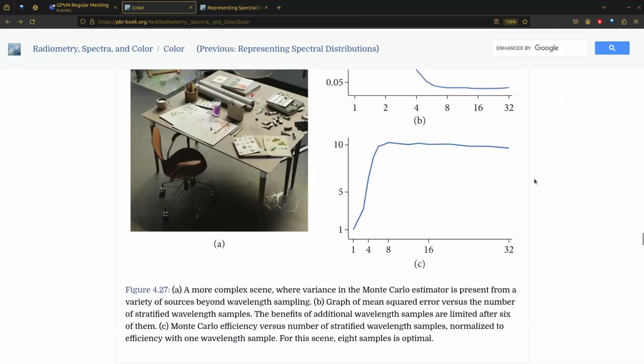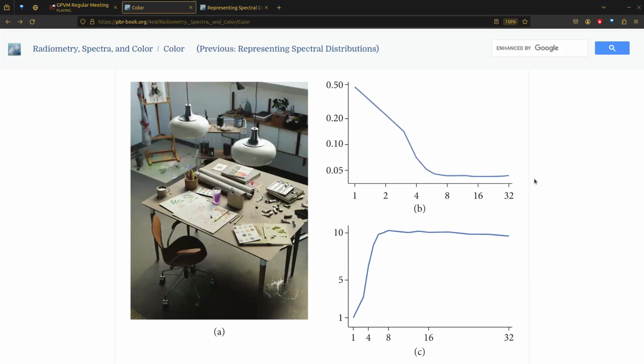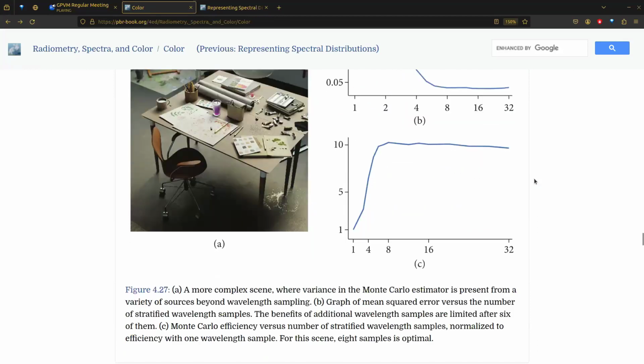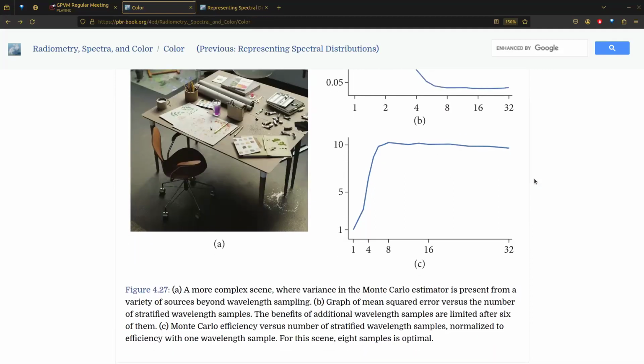In a more complex scene where variance in the Monte Carlo estimator is present from a variety of sources beyond wavelength sampling, we've got soft shadows, things like that. Graph of mean squared error versus the number of stratified wavelength samples. That's how many wavelength samples you have. Benefit falls off after 6, I guess.